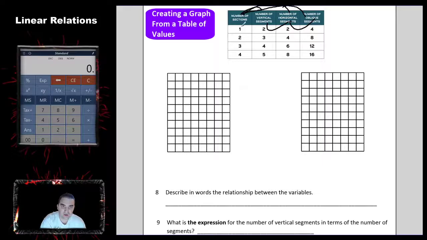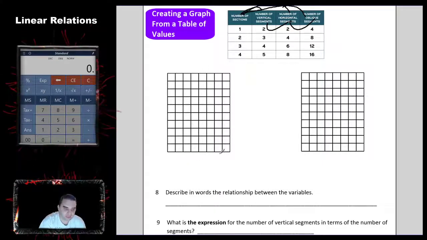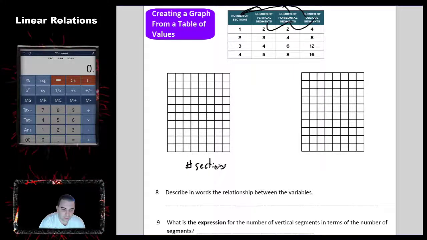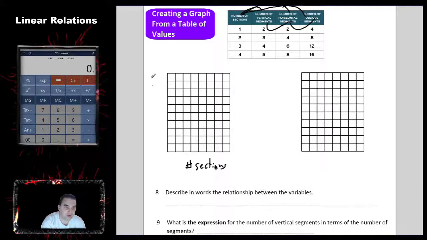So we're going to start off with just the number of sections, and that's going to go here. So number of sections, and we're going to compare that to the number of vertical segments.